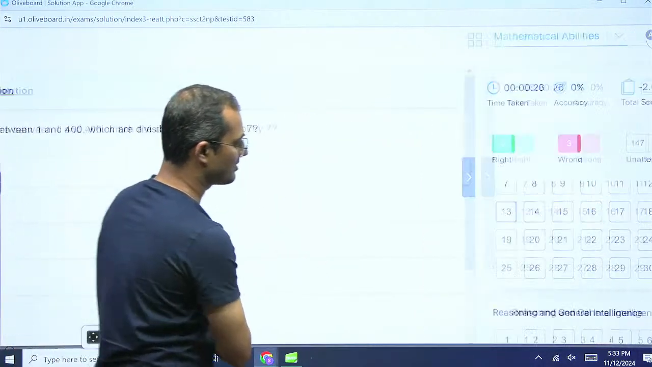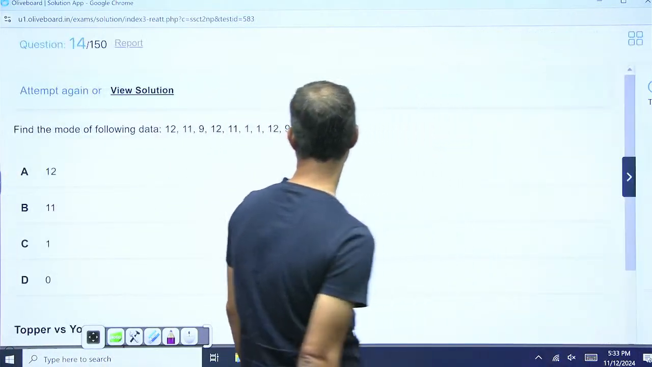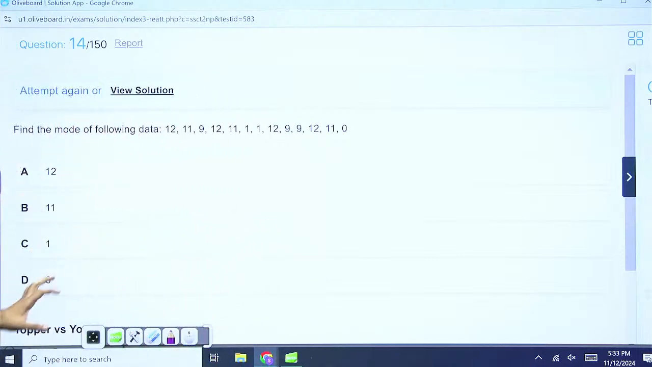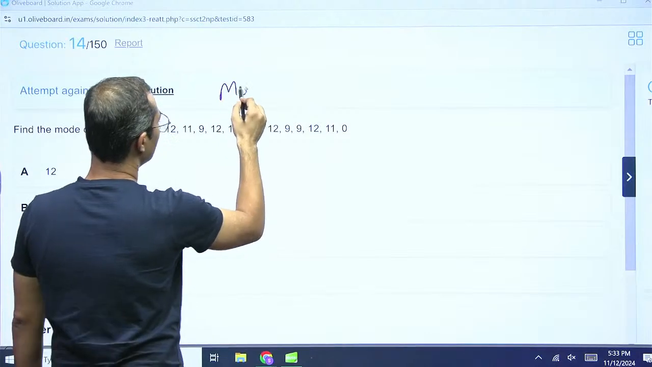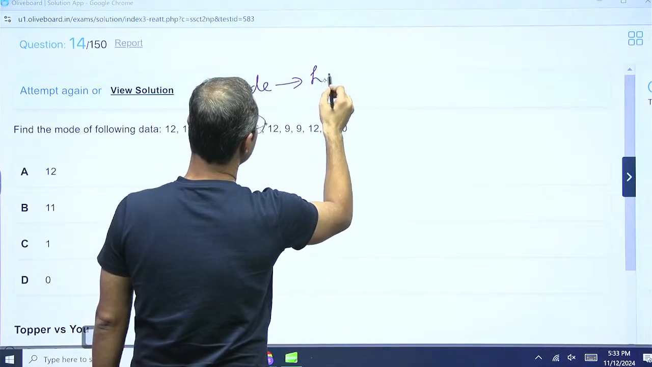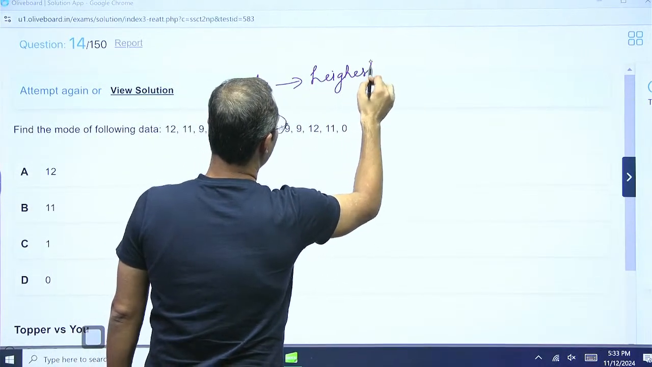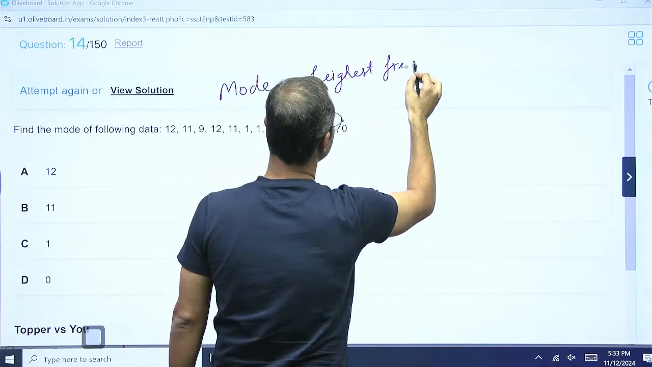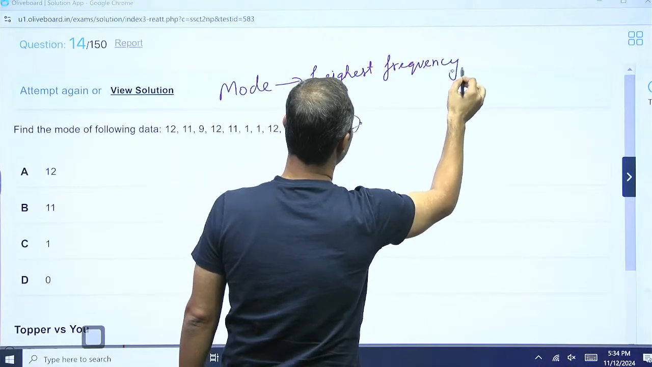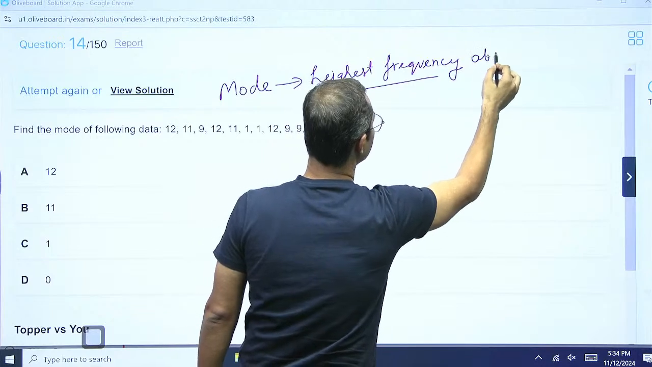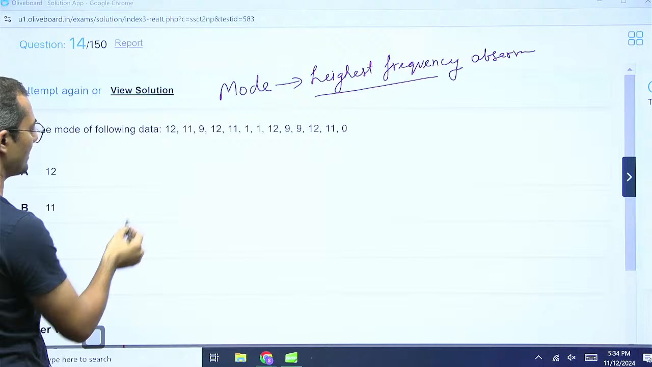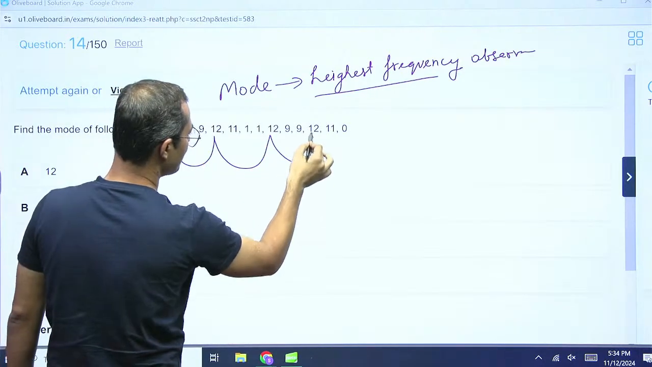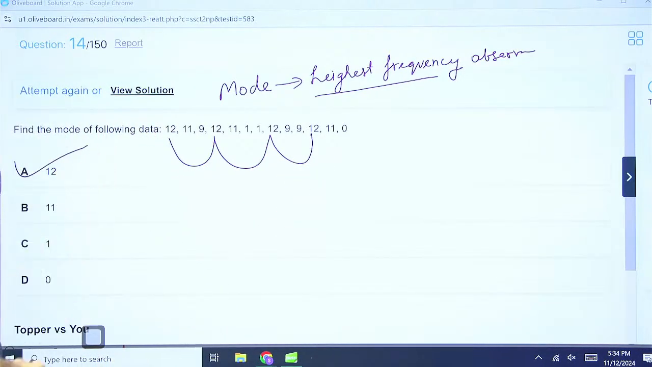So moving to next, tell me what is the right answer for this question. See, find the mode of the following data. What is the mode? Mode represents the highest frequency observation, right? Mode always represents the highest frequency observation. So the highest frequency observation is 12. 12 is coming 4 times. So A part is the right answer.